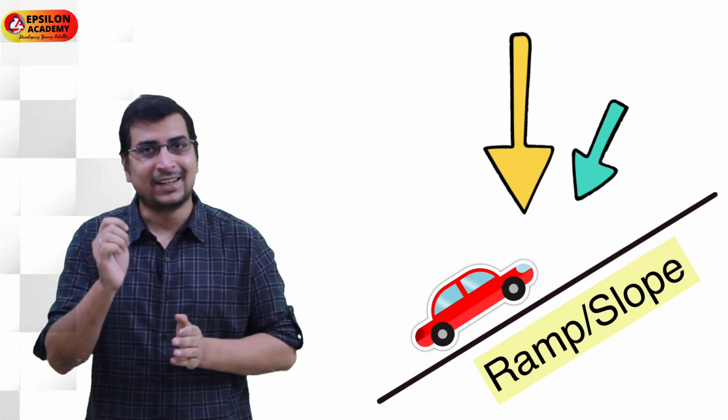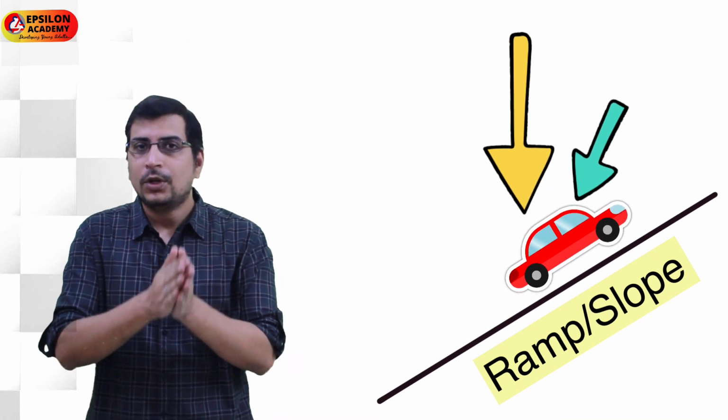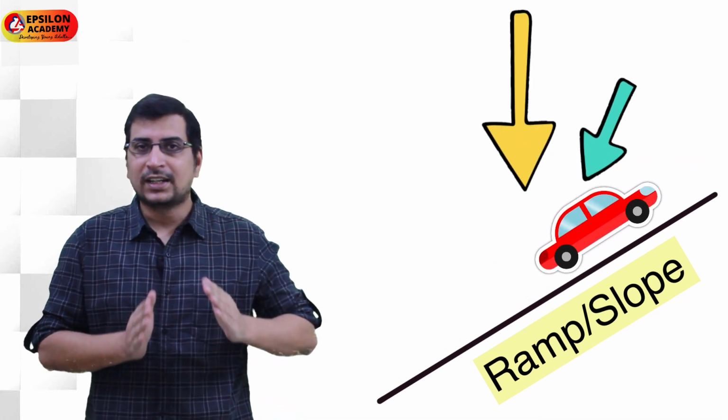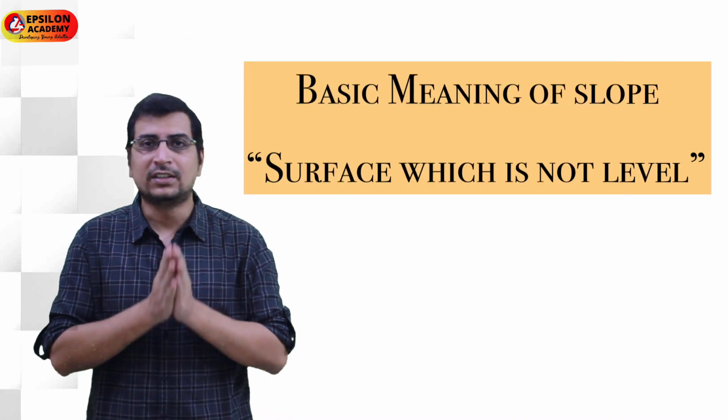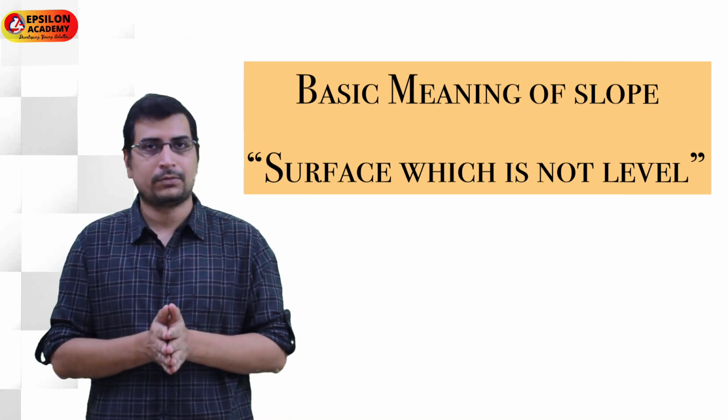So, the elevation which I am trying to talk about is what is called a ramp. Technically we can also say that the car is moving on a ramp or a slope. So, basically this is the place from where the term slope comes into picture. First we need to understand what a slope means. Slope in simple terms means a surface which is not level.